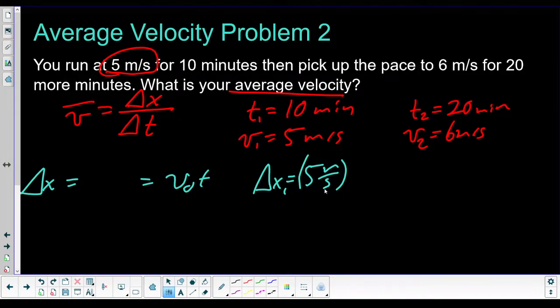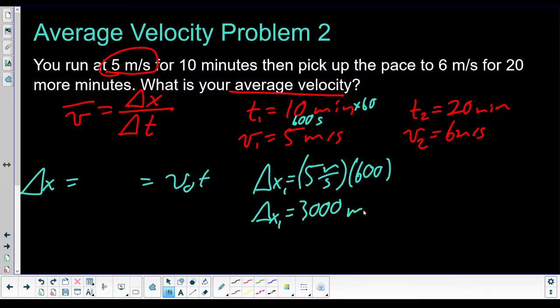I don't want to turn this into minutes. It'll be a fraction. I'm scared of fractions. So 1 minute is 60, so we're going to multiply this by 60. This is 600 seconds, right? So 600 seconds. This is delta x1 equals 3,000 meters. All right, seconds cancel. There we go.